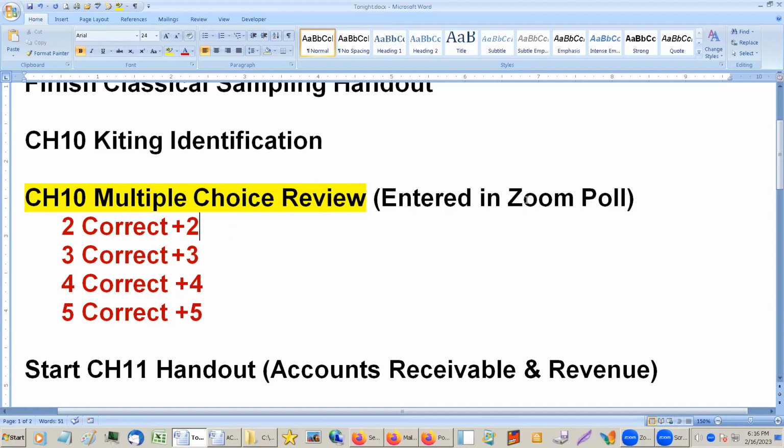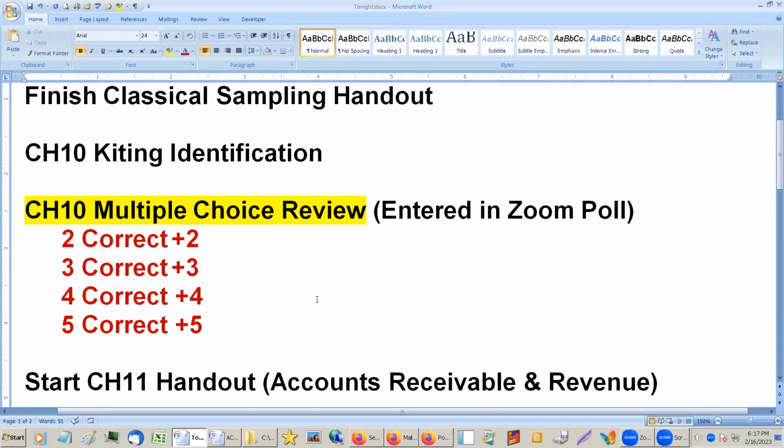So I'll launch a Zoom poll, actually I'll launch it right now. For the 5 questions, you'll put in whatever answer you come up with. The Zoom poll has 10 spots, so whatever you put in for 6 through 10 doesn't really matter. We're not going to look at it. And when everybody gets it turned in, then I'll share it with the class.